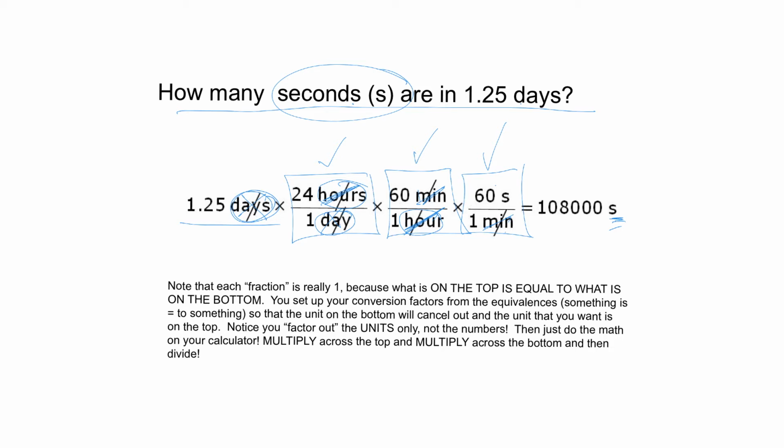How do I know I'm done? Because I have the unit that I want. Now I'm finished. And all I have to do now is super easy math. Now I care about the numbers, guys. I've crossed out all my units except the unit that I want, which is seconds. So now I'm going to take 1.25 times 24 times 60 times 60, and then I'm going to divide by 1 times 1 times 1. And that equals about 180,000 seconds.